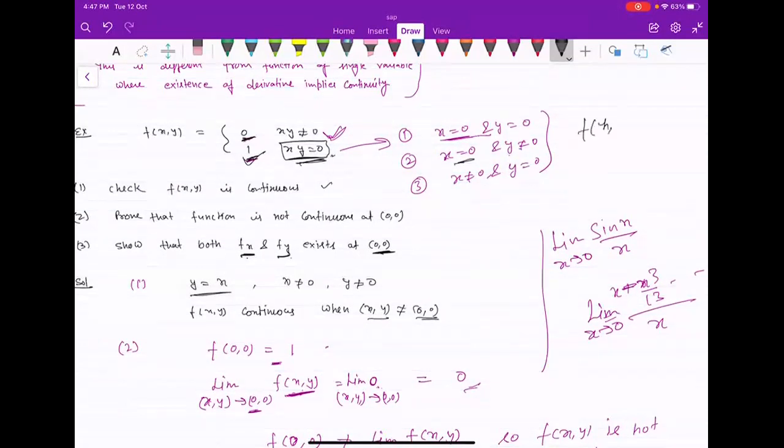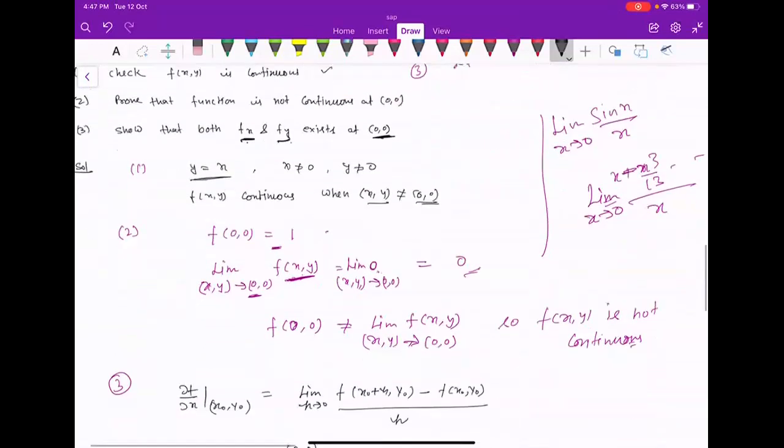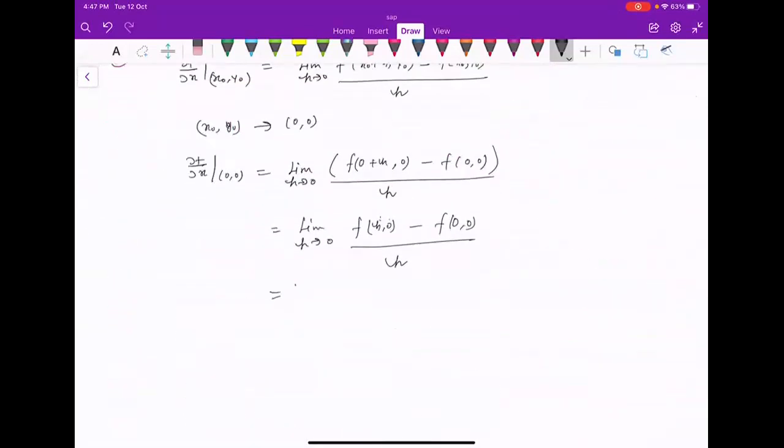So if we are writing f of h, 0, its value according to the definition will be 1. Because the multiplication of x and y is 0: x is h and y is 0. That's why we are getting the multiplication as 0 and the function value will be 1. Ma'am, in every case one of them will be 0, like h, 0 in each one? Yes, so always the value will be 1 as per definition. So this is 1, and at 0, 0 the function value is also 1. Upon h, this is coming out to be 0.